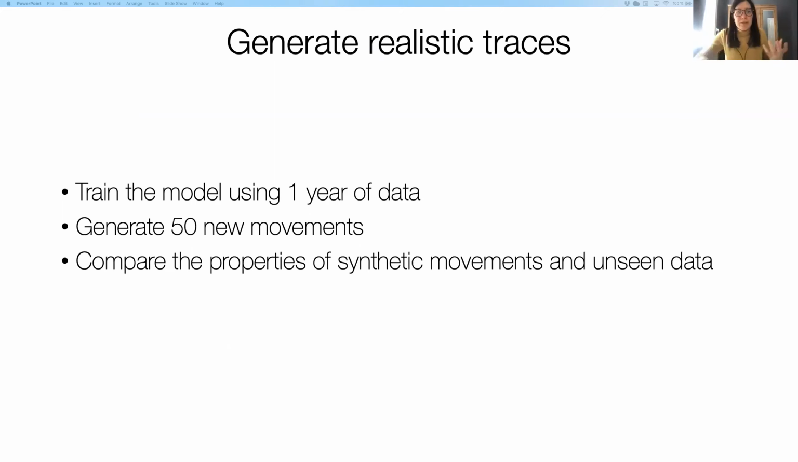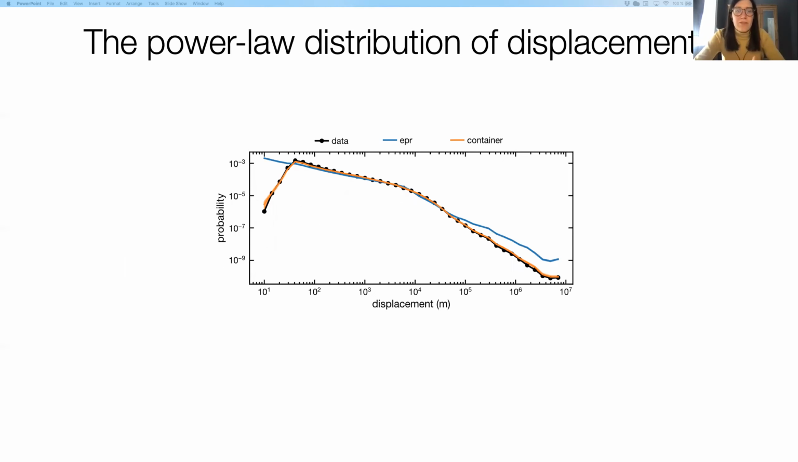So what we did to test this was, for each individual, to adopt a more machine learning perspective and train the model with a portion of the data for each individual, and then generate new movements. Basically we tried to figure out how similar the generated movements were to the actual movements that this person took. So we compare the properties of the synthetic movements and unseen data. And we looked at different properties. So we looked at the distribution of displacements.